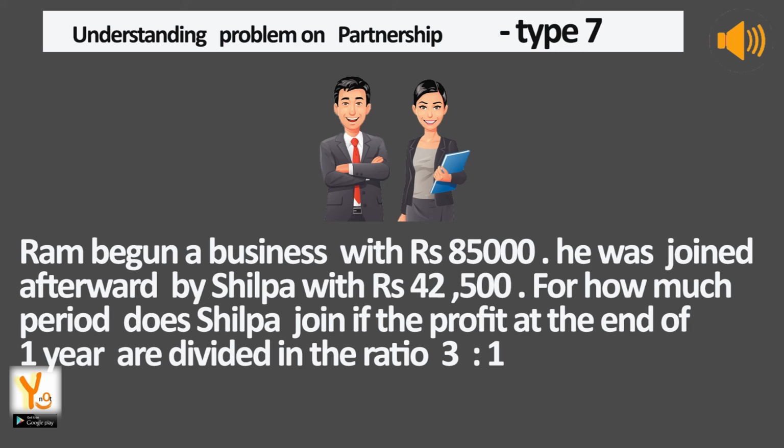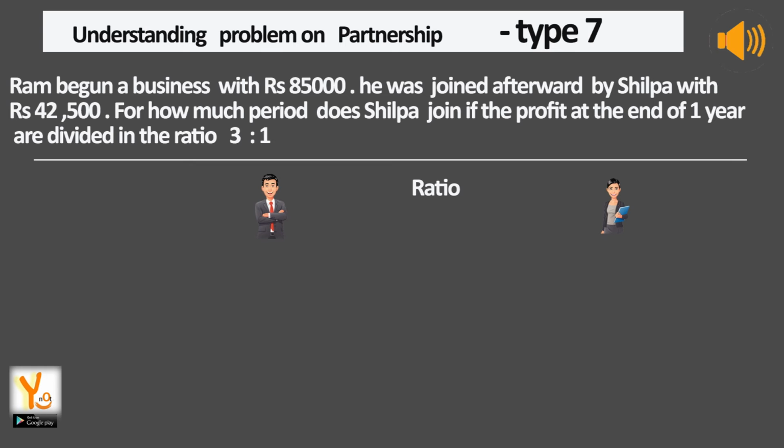Type 7. Ram began a business with rupees 85,000. He was joined afterward by Shilpa with rupees 42,500. For how much period does Shilpa join, if the profit at the end of 1 year is divided in the ratio 3:1? In this problem, there are two partners, Ram and Shilpa. As given, Ram invested Rs 85,000, while Shilpa invested Rs 42,500, so the ratio of investment is 85,000 : 42,500.